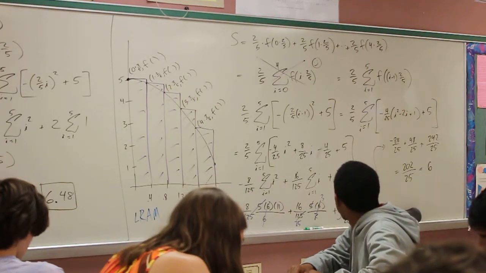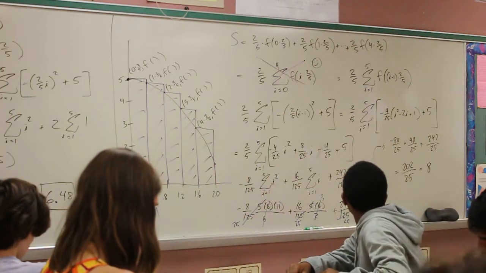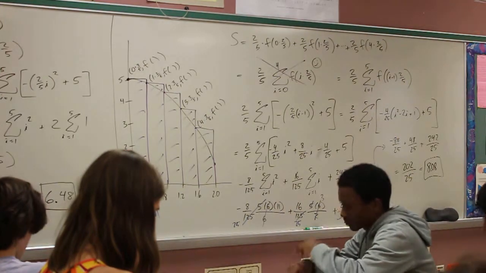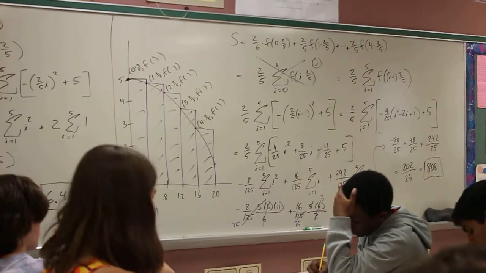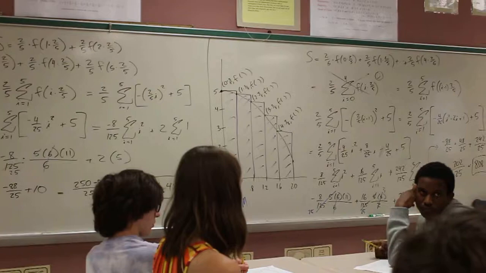It's 6. No, it's 8. And 2 25ths is 8.08. All right, so I am now going to boldly proclaim that the true area under this curve lies somewhere in between 6.48 and 8.08. Agreed?